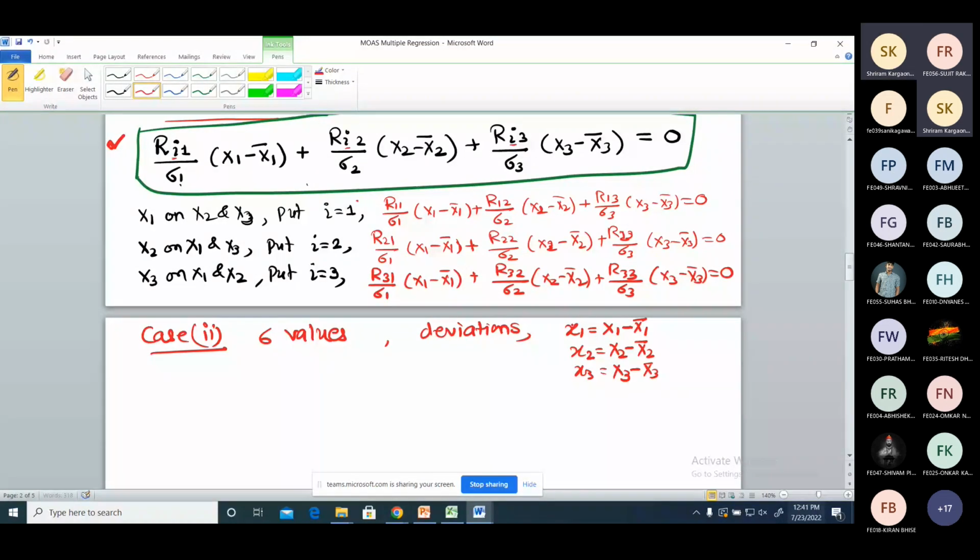So there will be a term called deviation from means. You have to understand this term, deviation from mean, because this word will be particularly used. 6 values will be there. The means will not be given. So it will be standard deviations 1, 2, 3, and R12, R13, and R23. These are the 6 values that will be given in the question.